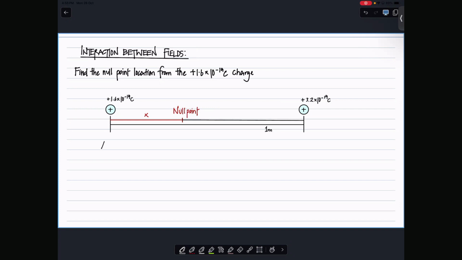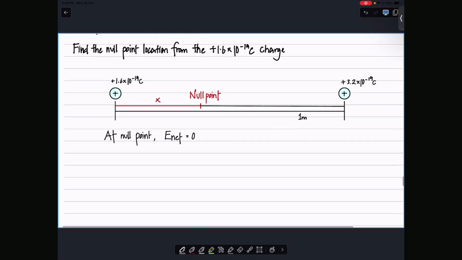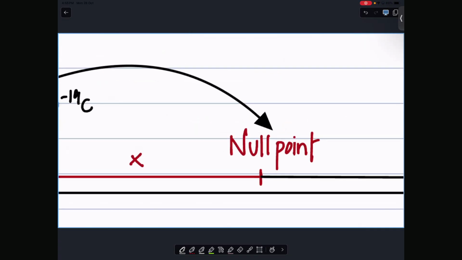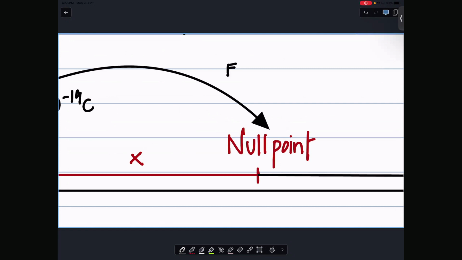So at the null point, what is the criterion? At the null point, the net electric field strength, E net, is equal to 0. How do you find the electric field strength of this charge at that location? Is this a uniform or a non-uniform field? It's a non-uniform field. So the formula for the electric field strength of a non-uniform field is E equals KQ divided by d square.